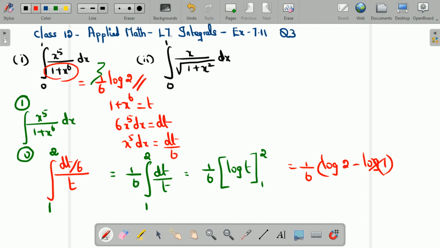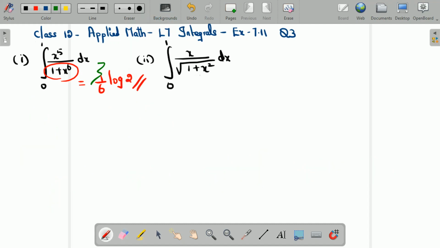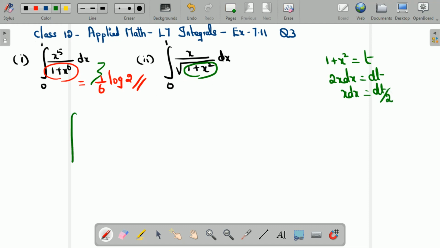Now let's take up the second subdivision. In the second subdivision, we are going to put this 1 plus x squared is equal to t. So 1 plus x squared is equal to t means 2x dx is equal to dt. We need value only for x dx. So x dx is equal to dt by 2. So if you see, the integration will modify as integral dt divided by 2 by root t.